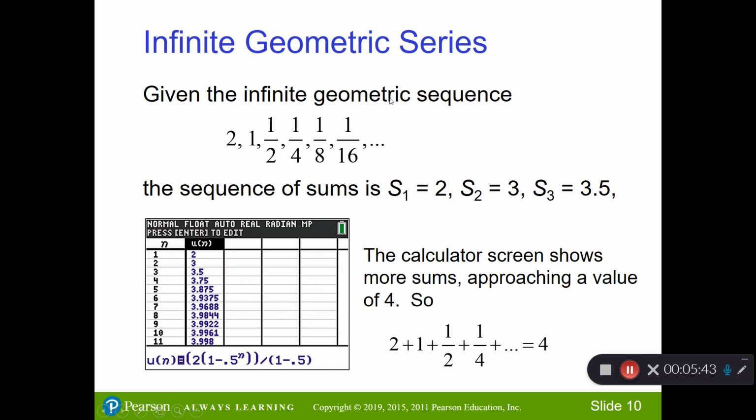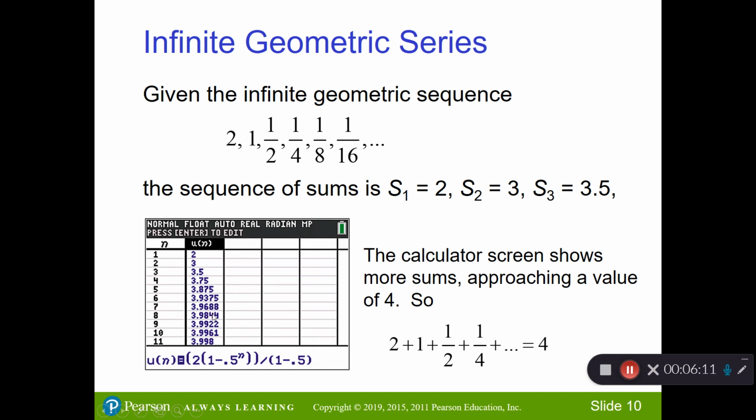Now the infinite geometric sequence, 2, 1, 1/2, 1/4, 1/8, if I look at the sums, the first sum is just the first term, 2. My second sum is 2 plus 1, so 3. My next one is 2 plus 1 plus 1/2, so 3 plus a half is 3.5. My fourth one would add on a quarter. My next one would add an 1/8 onto that. And then I'd add a 16th onto that.